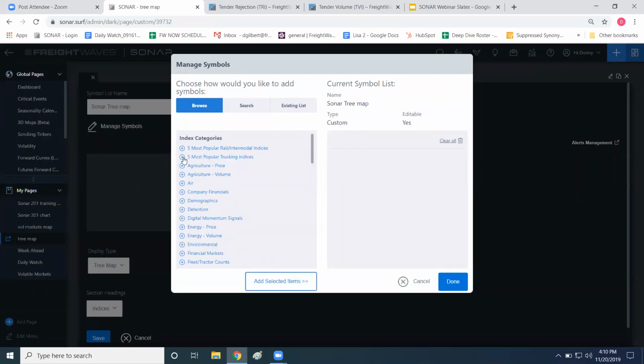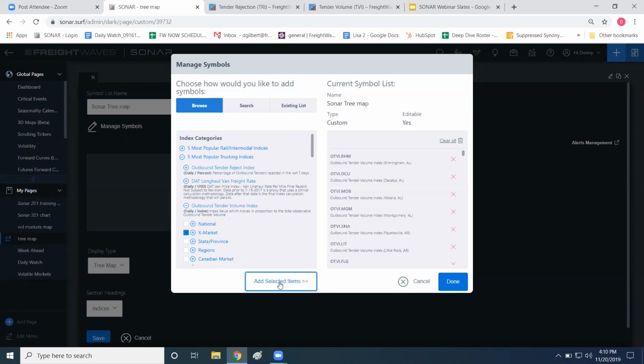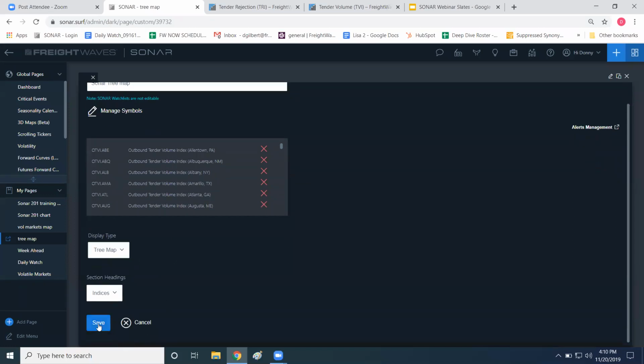Now, I'm going to use our top 5 trucking indices, and let's look at outbound tender volumes. I'm going to click on that, and I'm going to click X market, and then add selected items. And this is all the markets, all 135 markets, and I'm going to bring a tree map up of the outbound tender volume index. Select done. All your markets are listed here. Scroll down and click save.